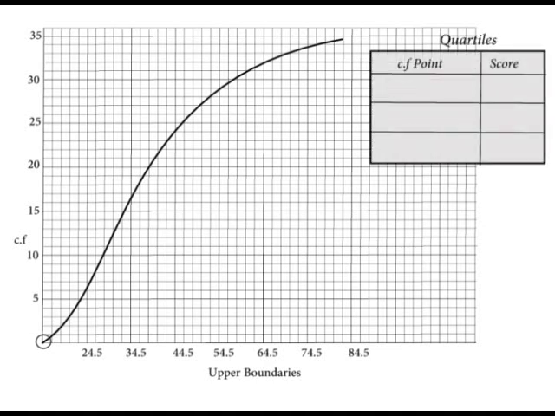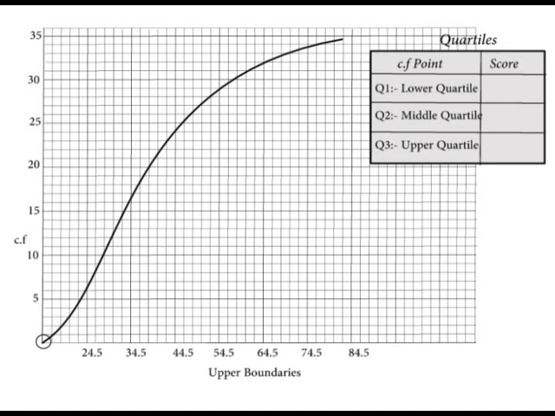Quartiles. Now, when data is arranged in ascending numerical order and then divided into 4 equal parts or quarters, the value at the end of each quarter is called a quartile. The first quarter, Q1, is called the lower quartile. The second quarter, Q2, is called the middle quartile. And the third quarter, Q3, is the upper quartile. Notice that Q2 is also the median.